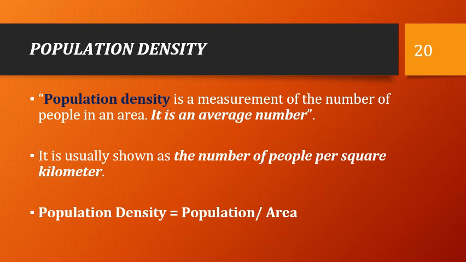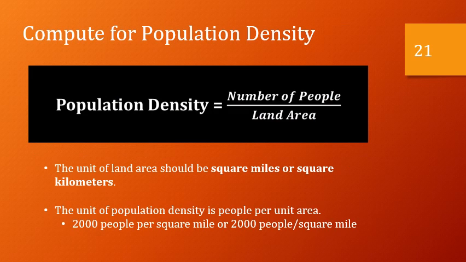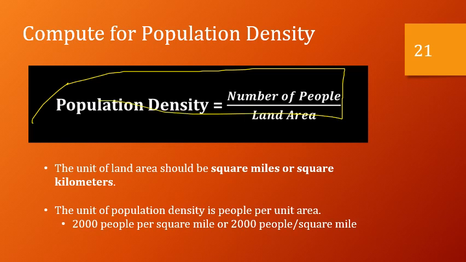When we say population density, it is a measurement of the number of people in an area. So, it is an average number. Okay? Take note, it is an average number. So, it is usually known as the number of people per square kilometer. And the population density is equal to the population divided by the area. Take note of that. And we can actually plot this in this formula.